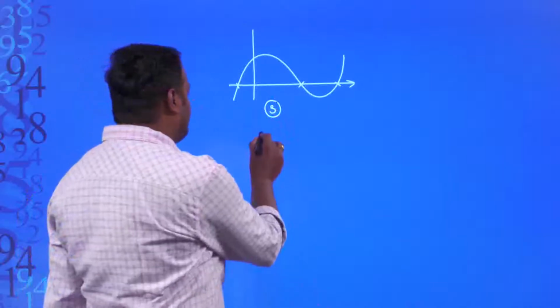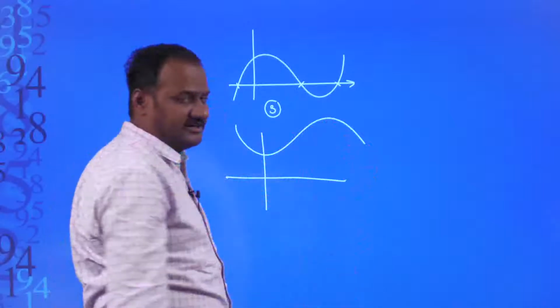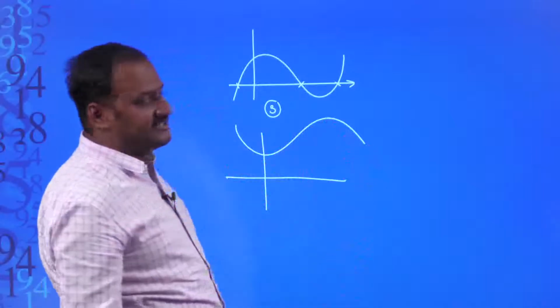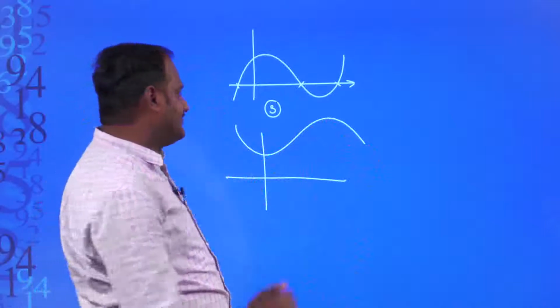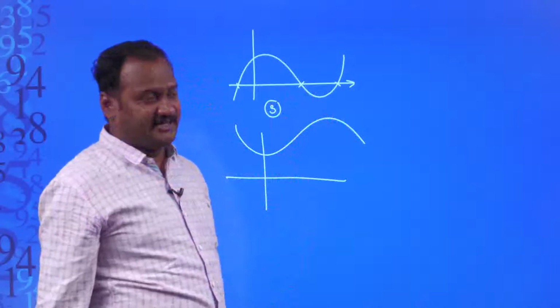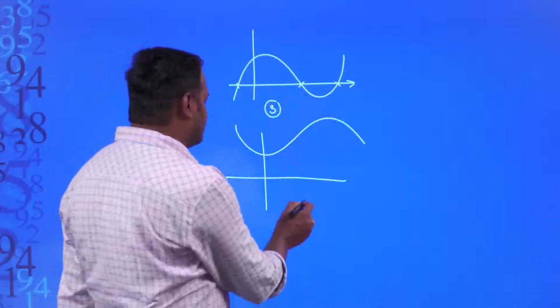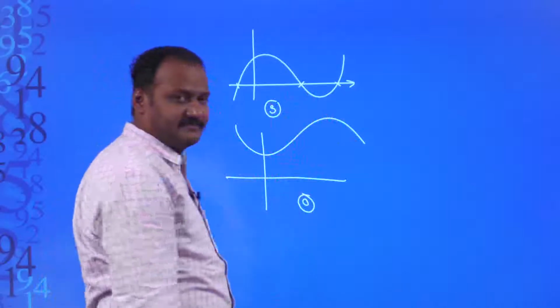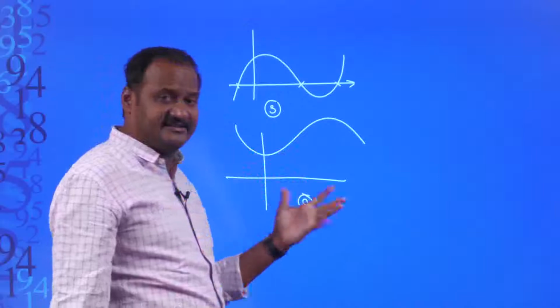For example, one curve is like this. This is one curve, and how many number of zeros are there for this curve? We can say that there are no zeros of the curve, because this curve never intersects x axis at any point. If the curve is not intersecting x axis at any point, then there are no zeros of the polynomial. Understand? Whatever the degree of the polynomial, it is not intersecting x axis at any point.